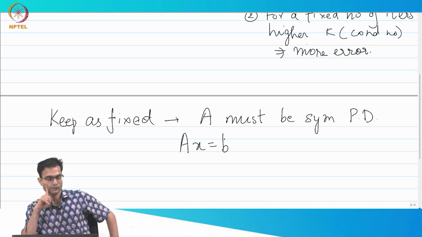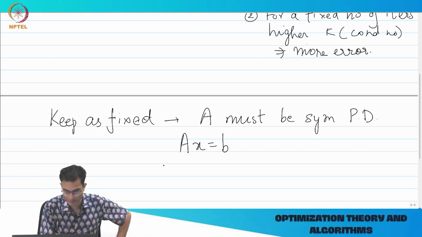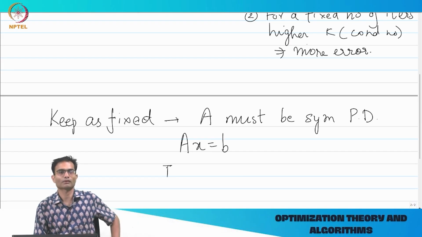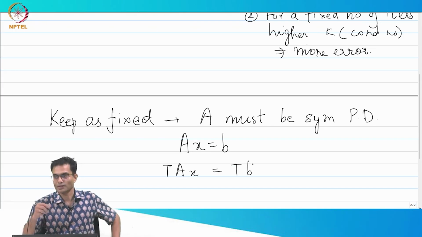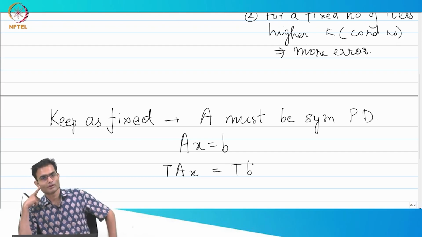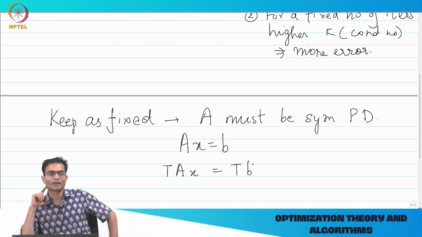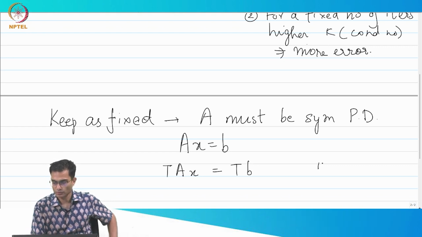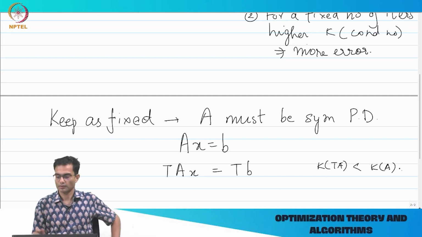Then what will happen? We can alter the eigenvalues. So that's a good idea. Supposing I multiply this with some matrix, let us say T, on both sides. So TAx is equal to Tb. The motivation being that T times A may have a better condition number than simply A. So kappa of TA is less than kappa of A. Is that a good idea?